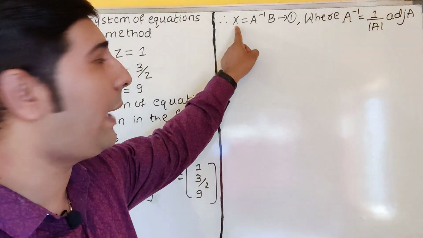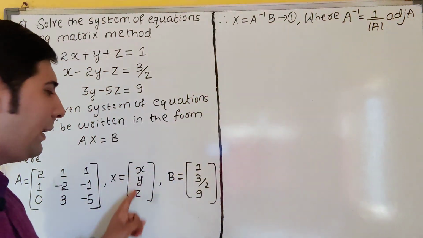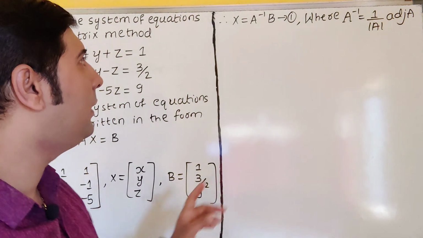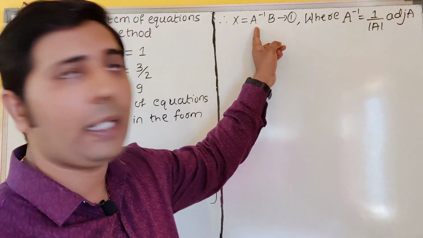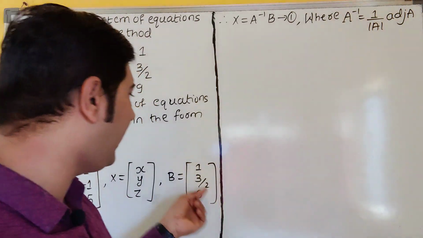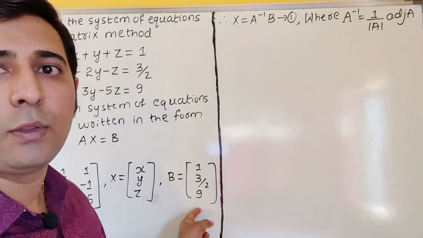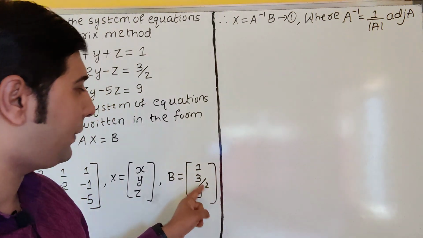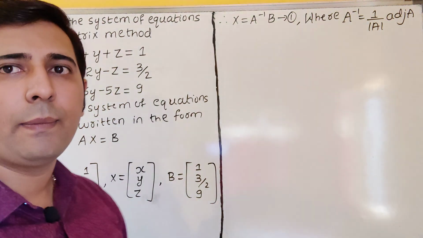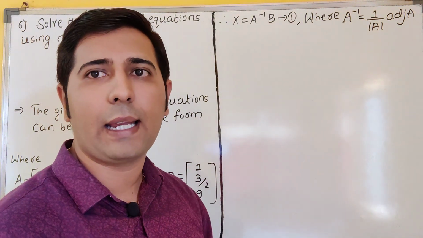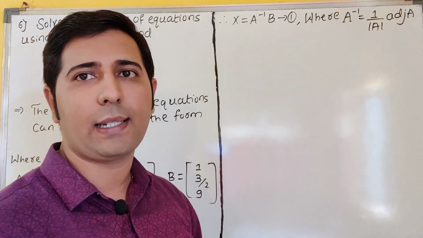So now I have to find this X only. X, Y, Z only I have to find. So first I have to find A inverse. B is already given: 1, 3 by 2, 9. Maximum students will get scared of 3 by 2. Don't worry about that. Some of the students will not understand this one.